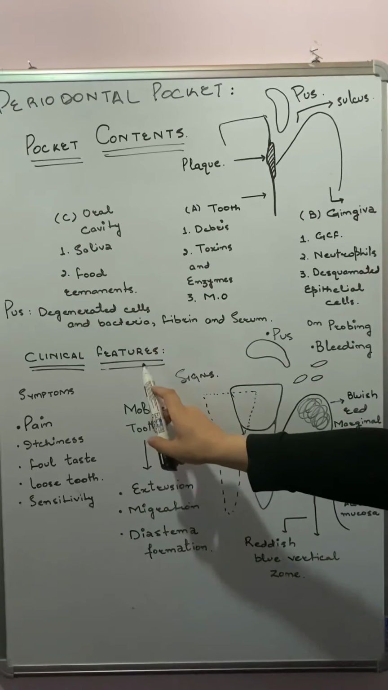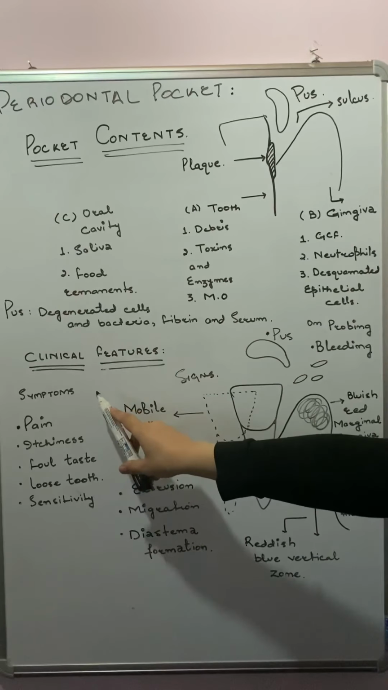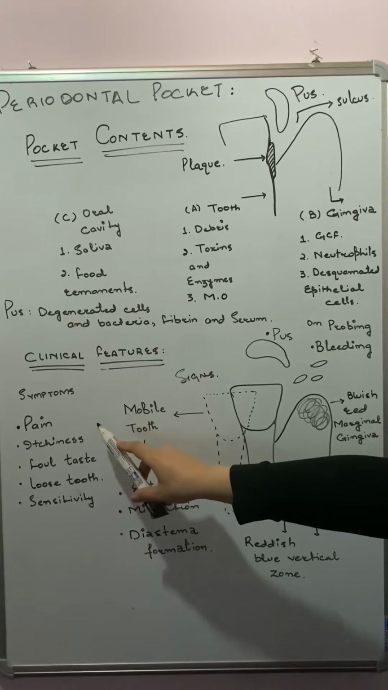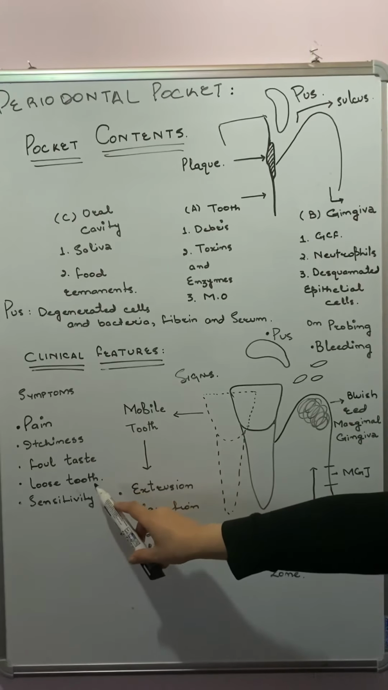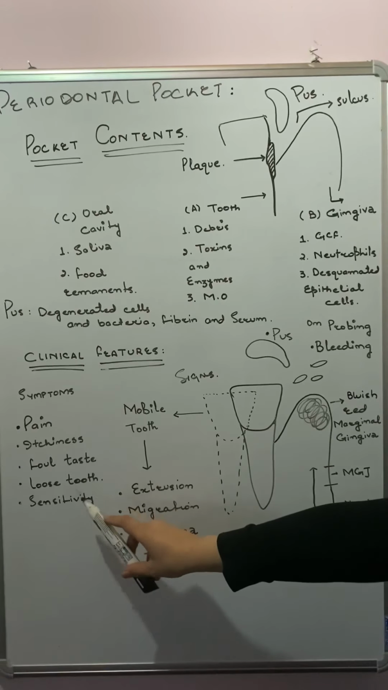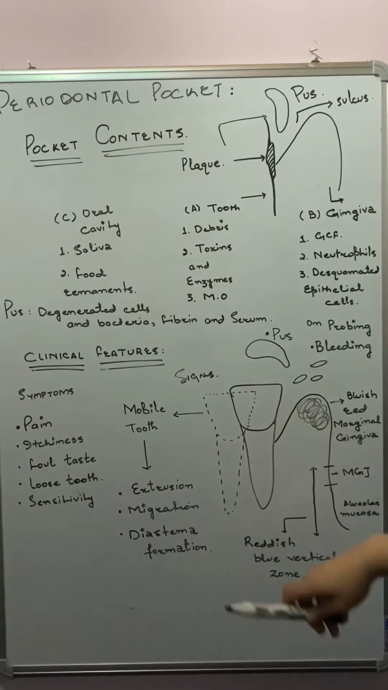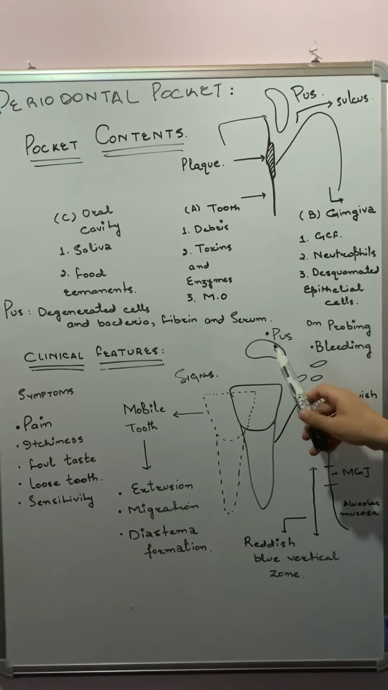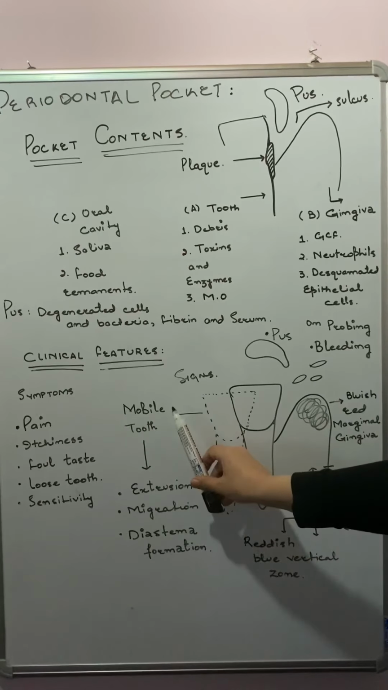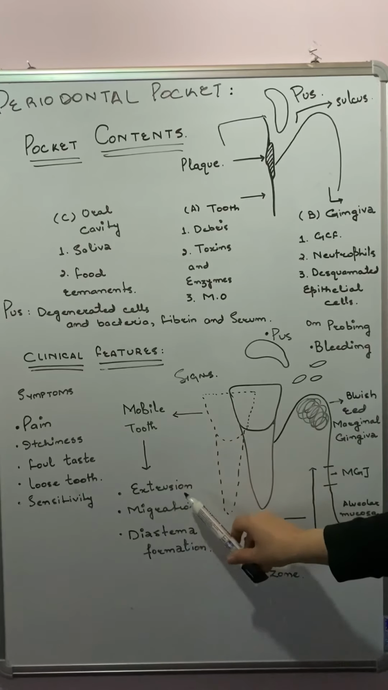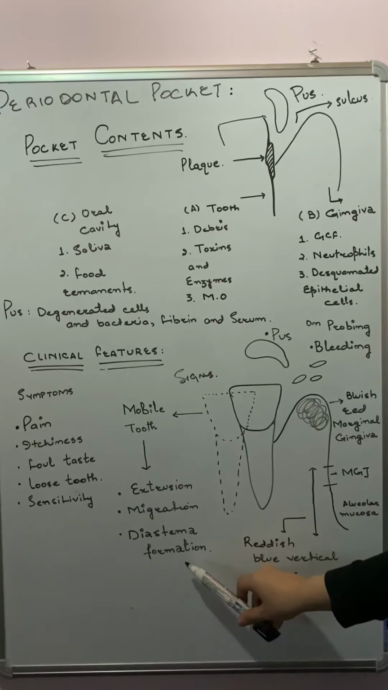The clinical features of periodontal pocket. First, the symptoms. These include the pain. The pain can be localized or radiating or gnawing in nature. There's itchiness, foul taste, loose tooth, and sensitivity, which is due to the exposed cementum. The signs include, on probing, there is bleeding and exudation of pus. There is the presence of bluish-red marginal gingiva and a reddish-blue vertical zone extending from the mucogingival junction up till the alveolar mucosa. Due to the destruction of attachment apparatus, there is also the presence of mobile tooth, which may result in extrusion, migration, and diastema formation.